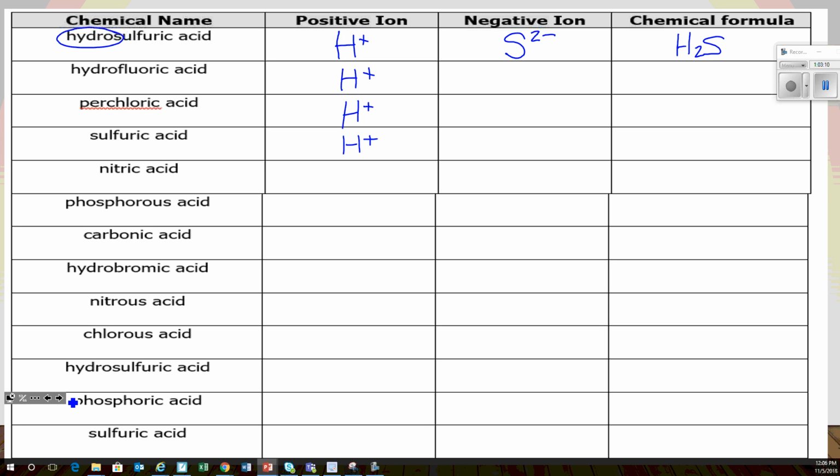Okay, next one is also a hydro, so that also means just 2 elements. Hydrogen and what other element? Fluorine. What's fluorine's charge? -1. It's 1 away from being a noble gas, so HF.